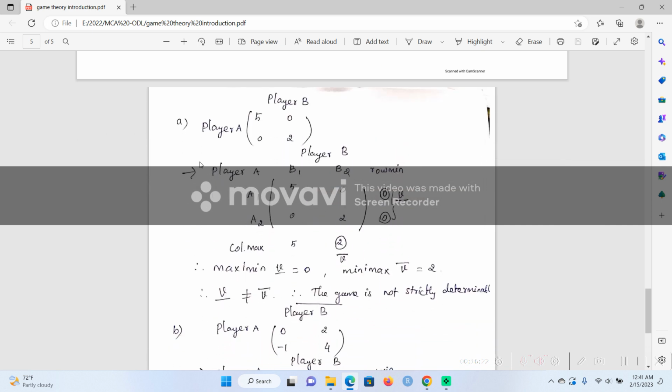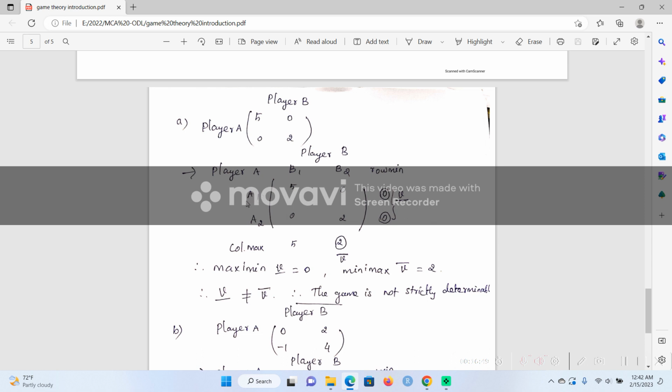So our first problem is considered like this. I have two players, player A and player B, and this is a payoff matrix for player A. Player A has two strategies, A1 and A2, and B has two strategies, namely B1 and B2, and the payoff matrix is given.